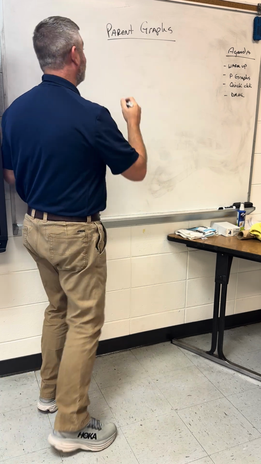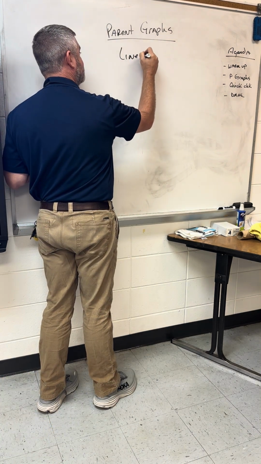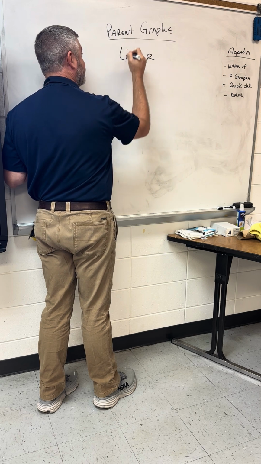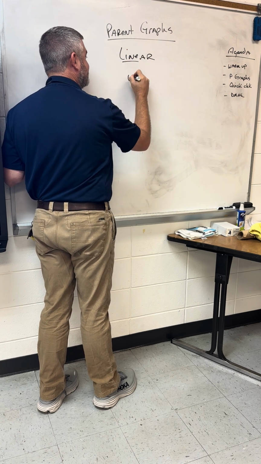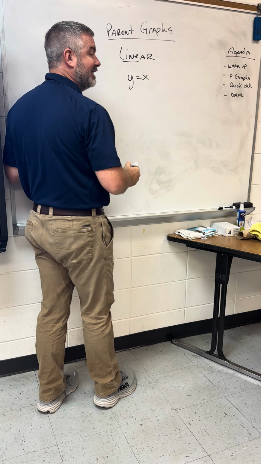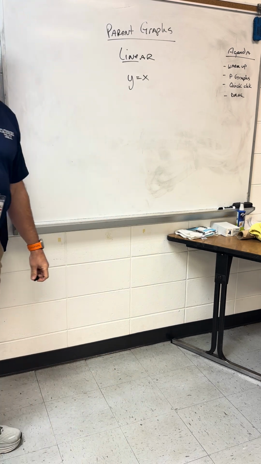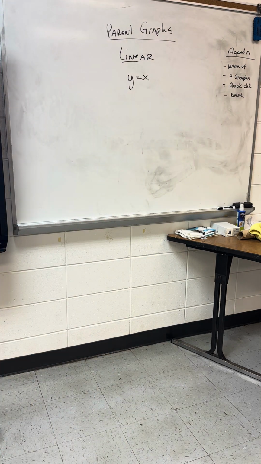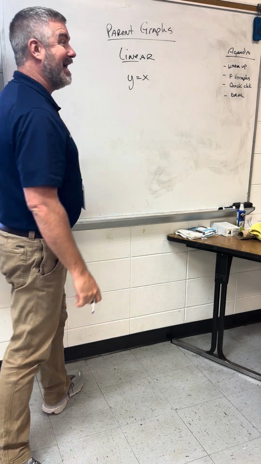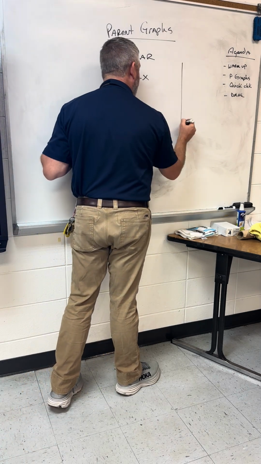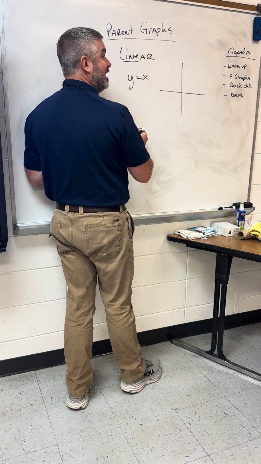So, the very first one is linear. Okay, linear, the root word is line. It's simply y equals x. Okay, y equals x will always produce a linear graph. Linear, the root word is line, meaning the graph is always going to be a straight line.